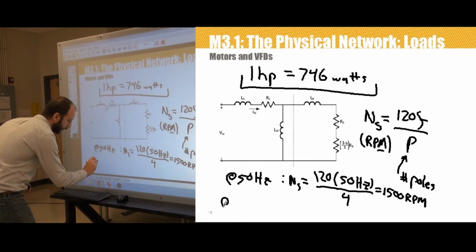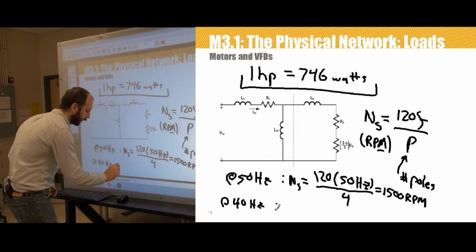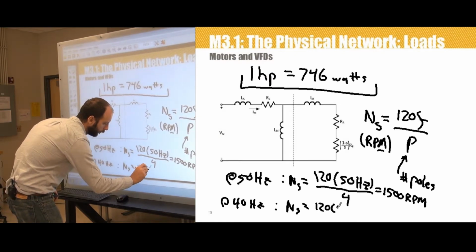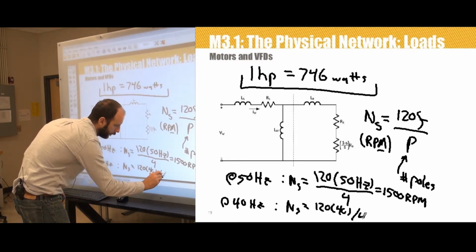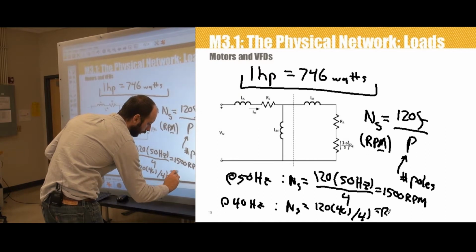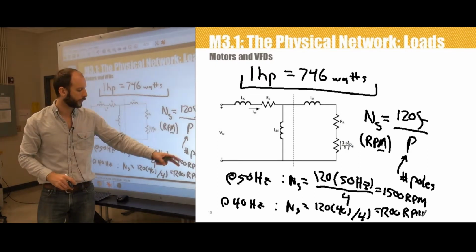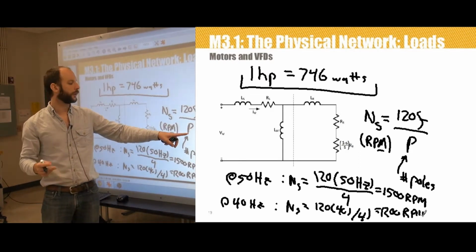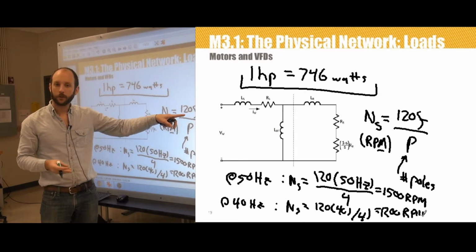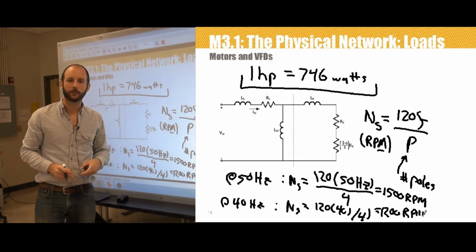And then let's see what would happen if we change the frequency. So let's look at 40 hertz. NS is going to be the same, 120 times 40 this time, and we're going to divide that by 4. And that's going to slow the speed down to 1200 RPM. So what this equation shows us, and what the demonstration shows us, is that since the magnetic poles in a motor can't be changed, it's a mechanical construct, the method by which we can control the speed of the motor represented by the circuit is by adjusting the frequency of the voltage supply connected to it.